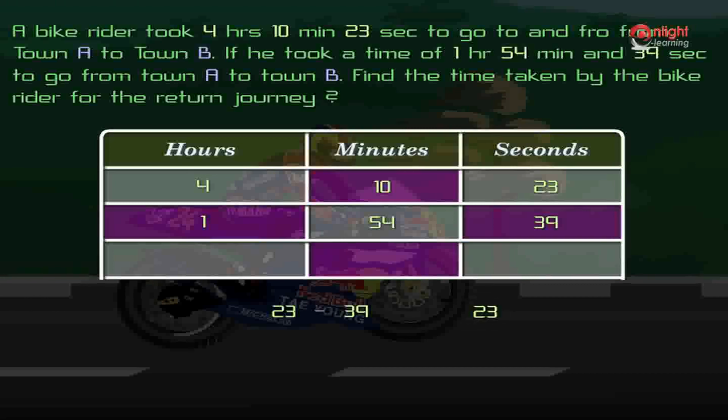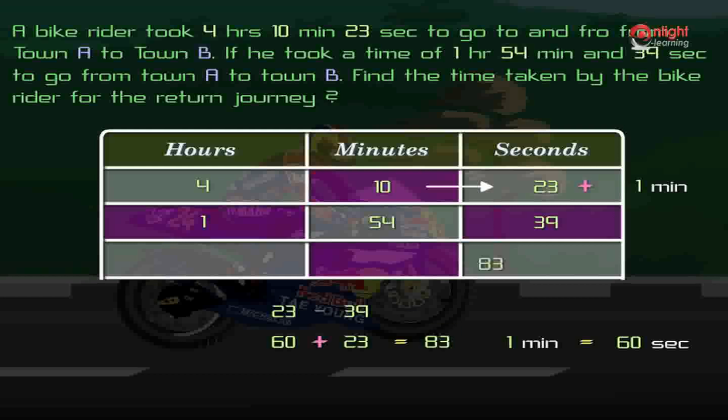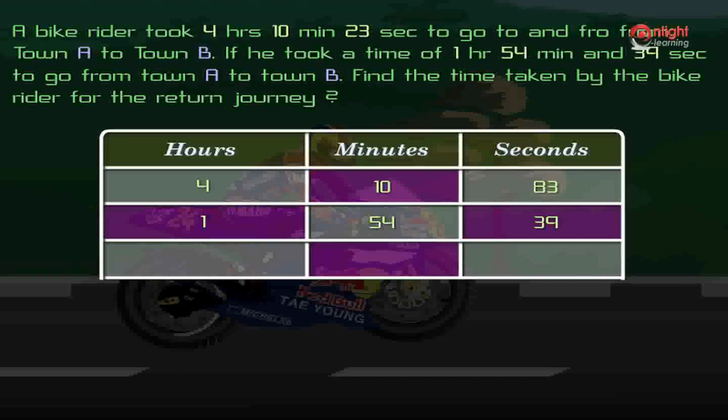Since 23 seconds is less than 39 seconds, we borrow 1 from the minutes column and add it to the seconds column as shown. Hence, now we need to first add the borrowed 1 minute to the seconds time. That is 60, which is 1 minute is equal to 60 seconds, plus 23 is equal to 83 seconds. Now, we will have to subtract 39 seconds from 83 seconds. 83 minus 39 is equal to 44 seconds.